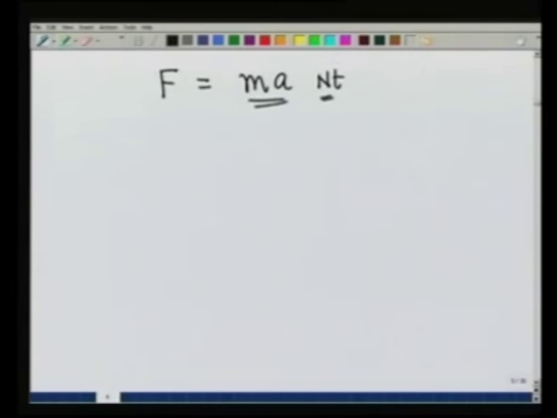Mind you, this is operational definition. I cannot always use it though, because suppose I am pushing a wall, the wall does not accelerate. So, I cannot really determine its mass by measuring the acceleration when I am pushing it.